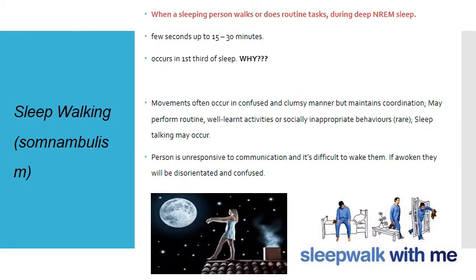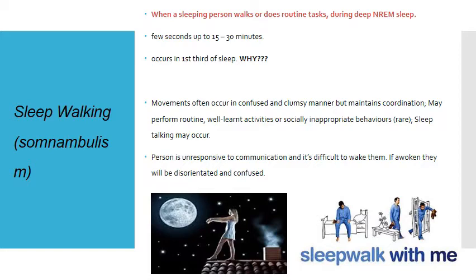Okay, so our example of a parasomnia is sleepwalking, or somnambulism. I just call it sleepwalking. This is when a sleeping person walks or does routine tasks during deep NREM sleep. This typically occurs in stages 3 and 4 NREM, so of course when we were experiencing delta waves.